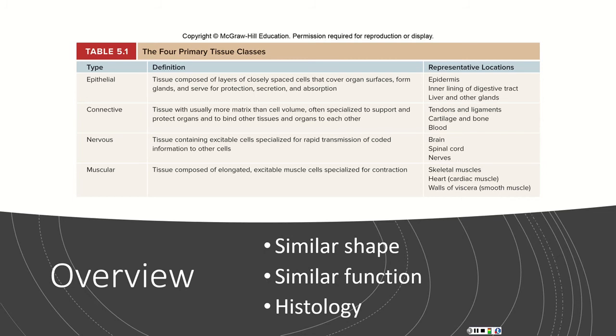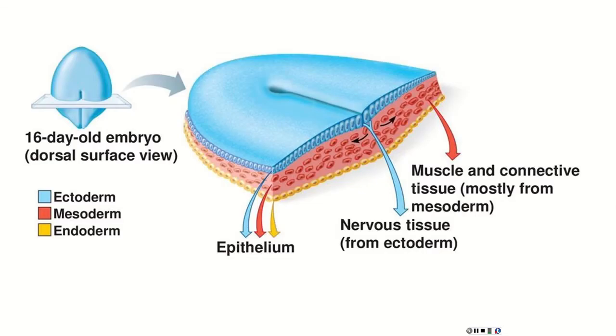But for this chapter, go ahead and learn each of these tissue types and all of their subclasses based on the red part of the outline.